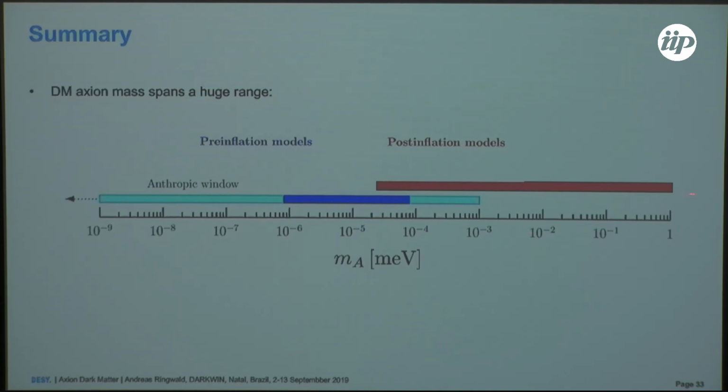But you see now you have a huge range of masses, and in the next talk I will talk about how nowadays different experiments try to tackle different ranges in these masses. For an axion-like particle the parameter space is even more open, because you have two parameters, since f_a and the mass are not related. Thank you.